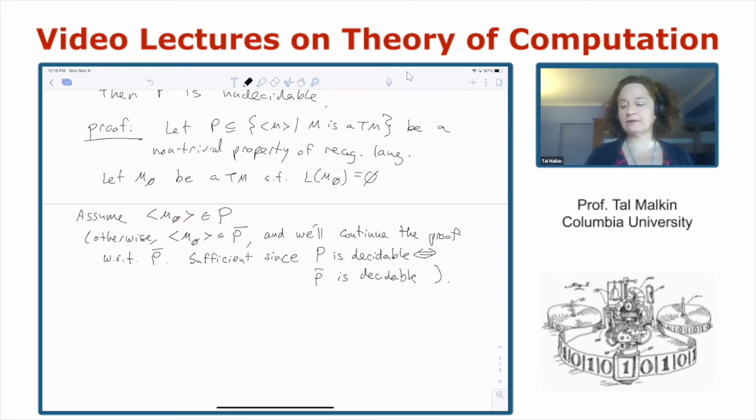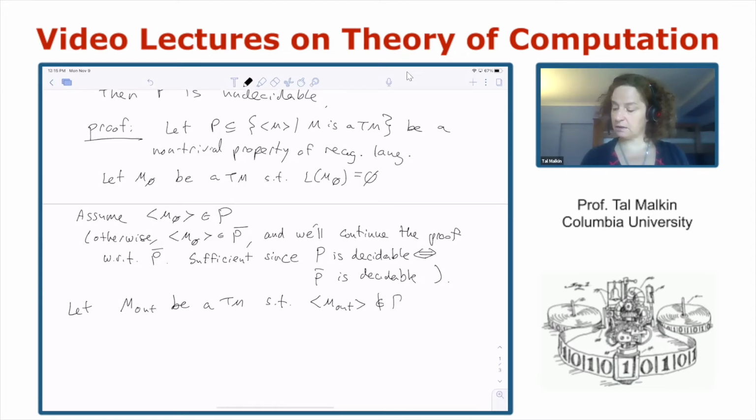Moreover, we know that P is non-trivial, so there exists some other machine that does not satisfy P. I'll call it M out. I don't know what it is, but it's some Turing machine such that M out does not satisfy P. Okay, and this exists since P is non-trivial, right? So the fact it's non-trivial means there exists a Turing machine that doesn't satisfy it.